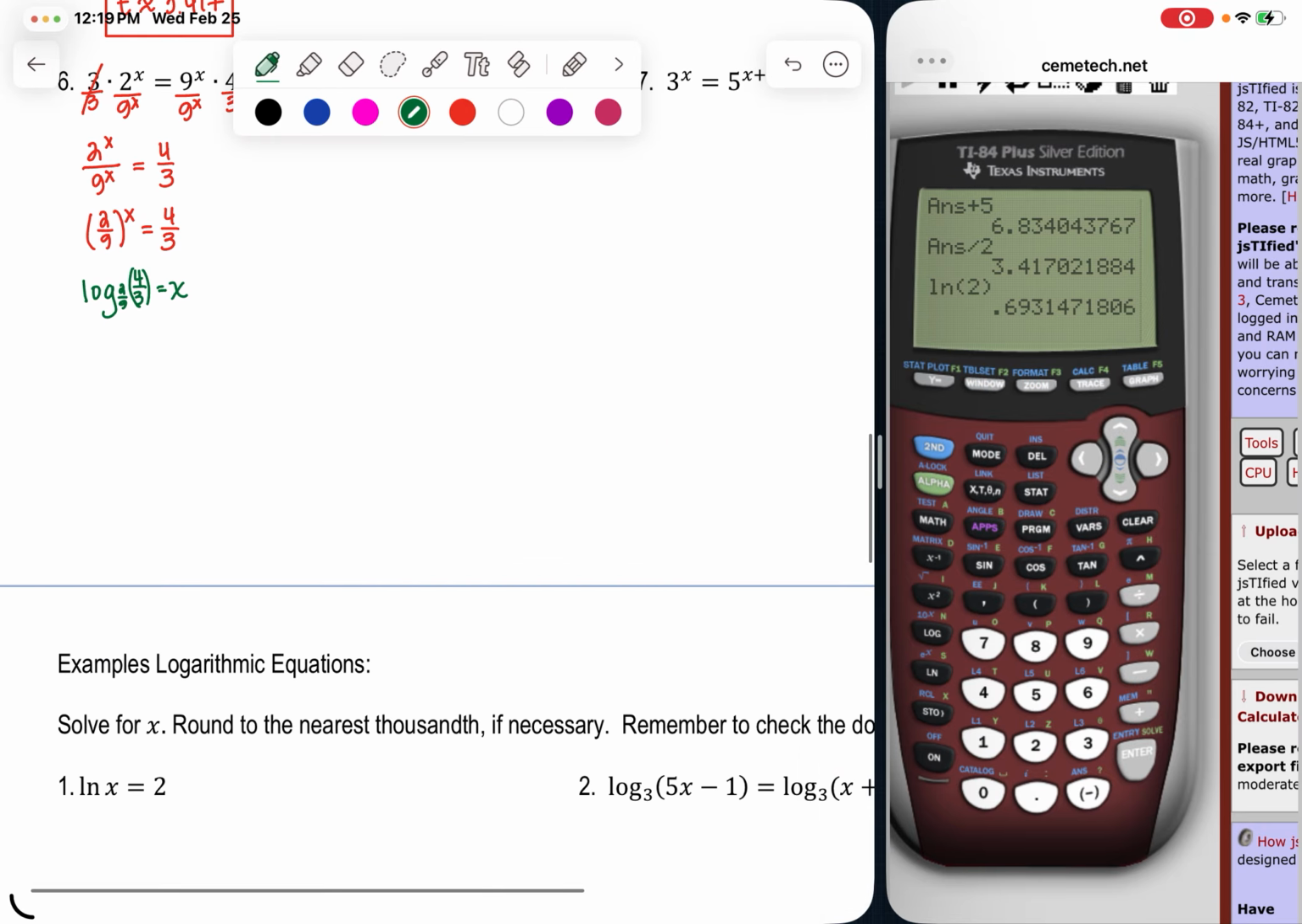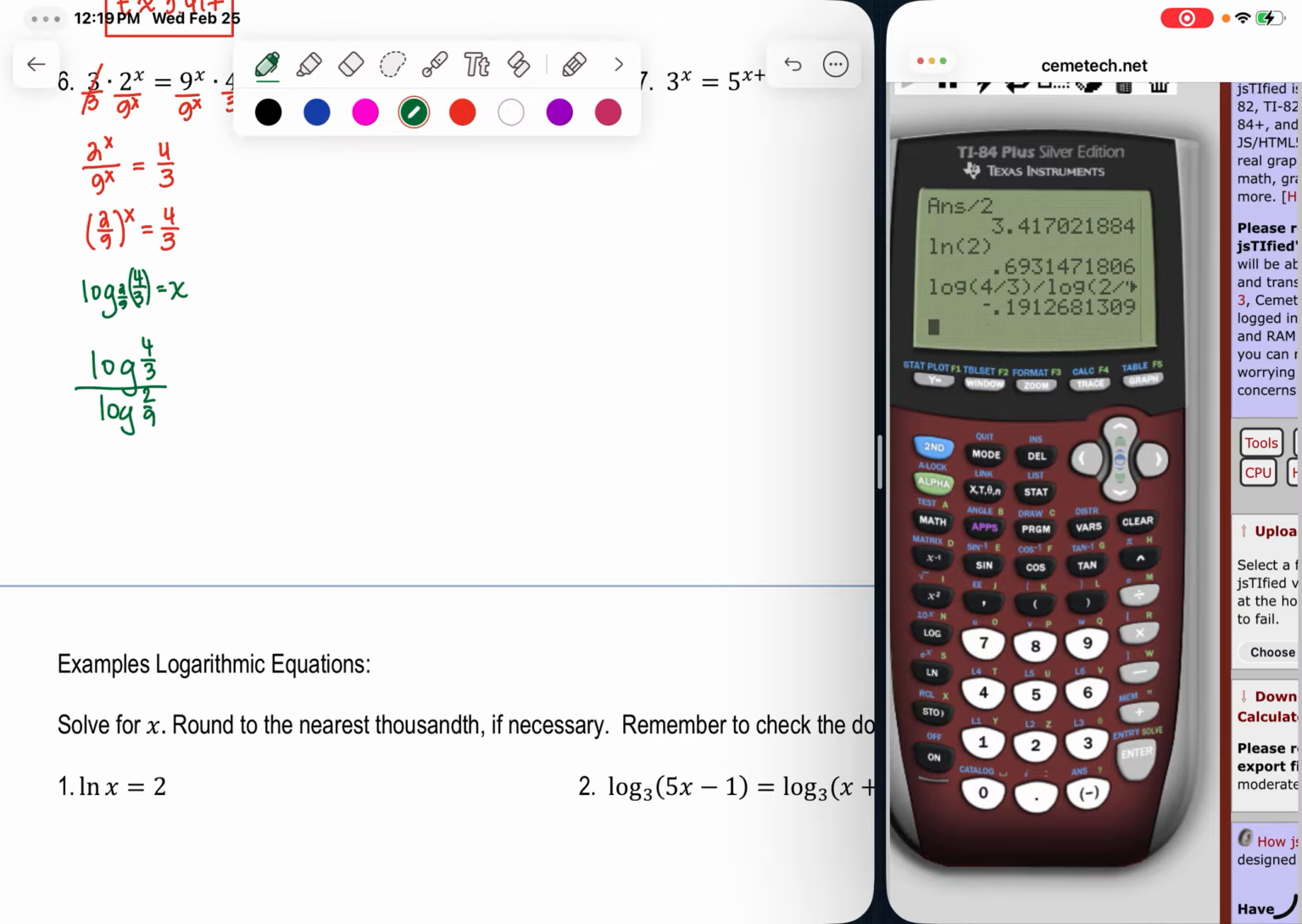Then I'm going to put that in my calculator. So remember what I'm putting in my calculator? I'm doing log of 4/3 divided by log of 2/9. So we have log of 4 divided by 3, divided by log of 2 divided by 9. Enter, and this is approximately negative 0.191. So x is approximately negative 0.191.